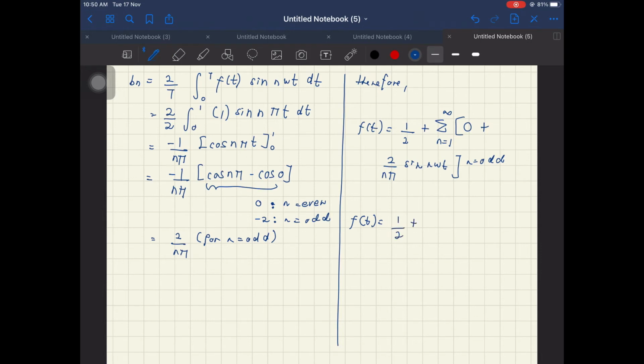So here I write the full representation, where 1 over 2 is a naught, and then moving on to a1, n equals to 1, and then I will write the next one, which is n equals to 2. We know that for all the even values we will get 0, that's why I put 0 there. Moving on to n equals to 3, we will get 2 over 3 pi sin 3 omega t. Moving on to n equals to 4, again 0. And for the final one, we will get 2 over 5 pi sin 5 omega t.